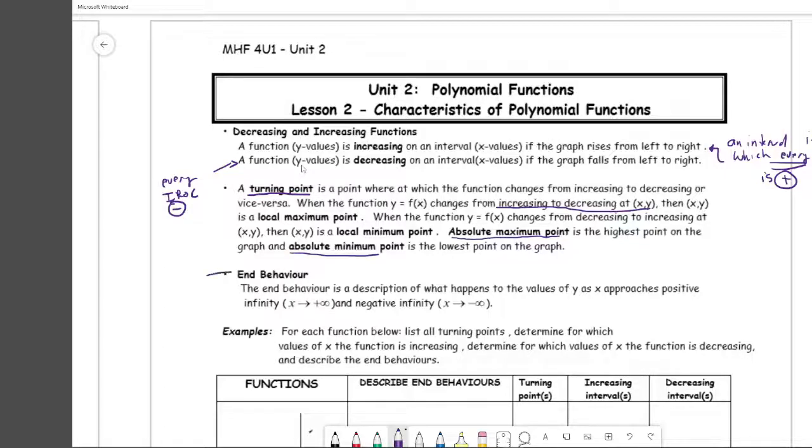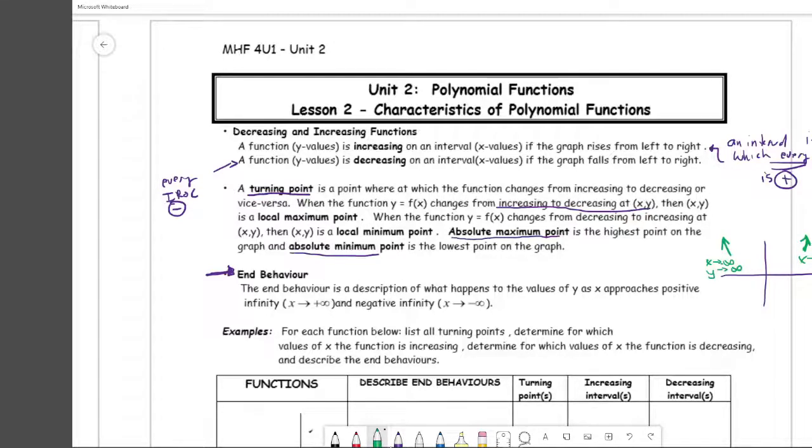Now, another point we need to understand is the concept of end behavior. End behavior is asking you the following question. If you were to look at the function in an extremely zoomed out way, would you see it doing that, where as x approaches negative infinity, y goes to positive infinity, and as x approaches positive infinity, y also approaches infinity.